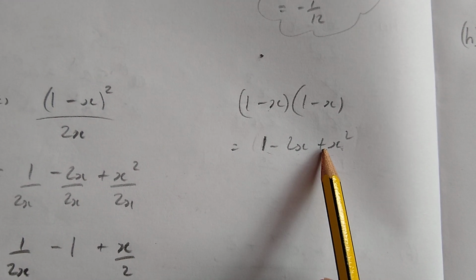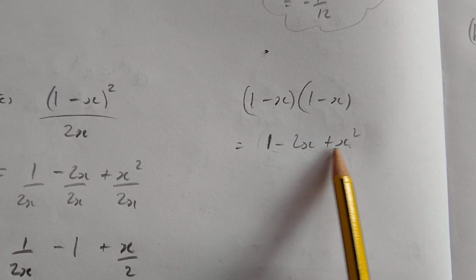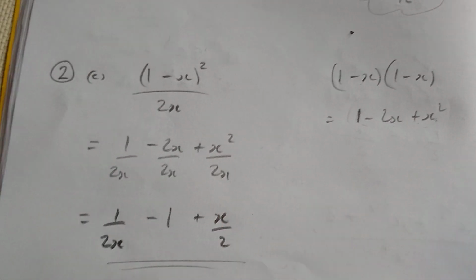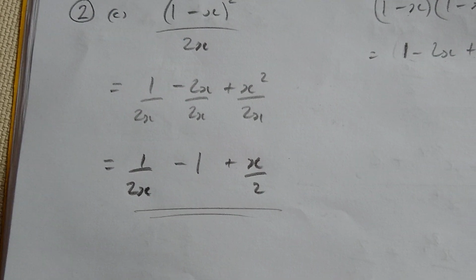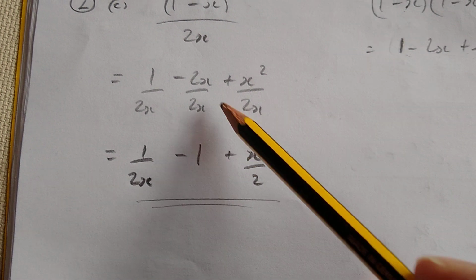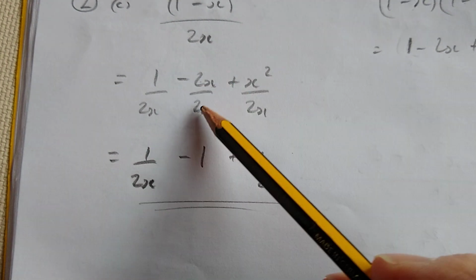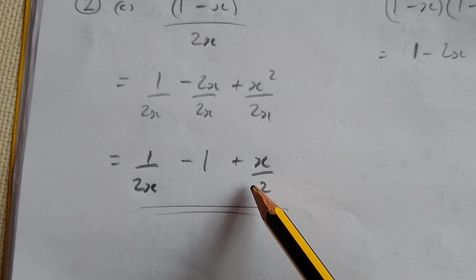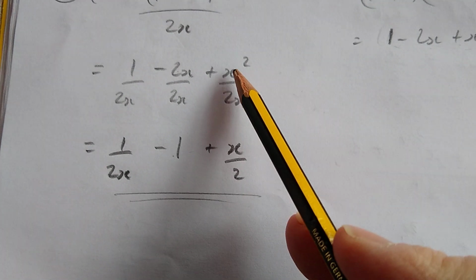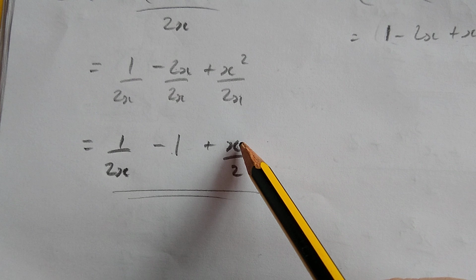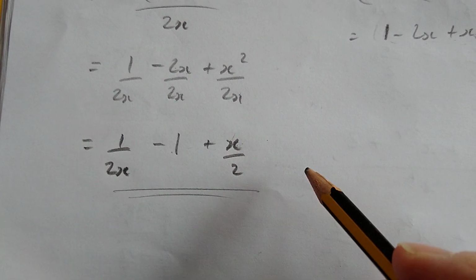And then going back to the question, we're going to have to divide all of this by 2x. So again, I've split it up into 3 separate fractions. X divided by x is 1, 2 divided by 2 is 1, or 2x divided by 2x is 1. So that simplifies. And x squared over x will just be x. So I'm left with x over 2.